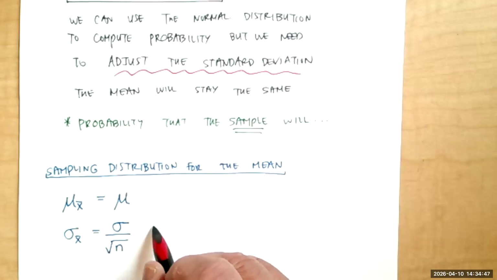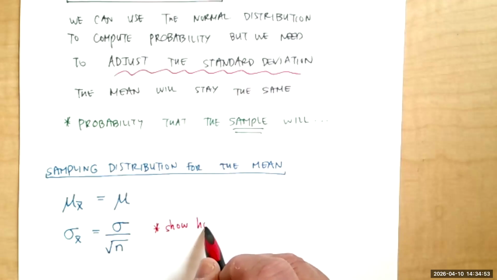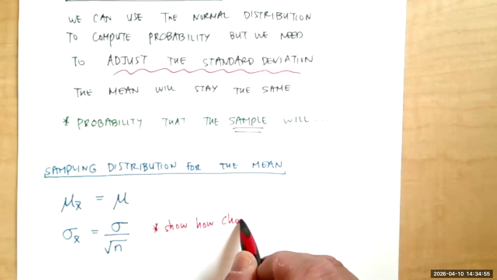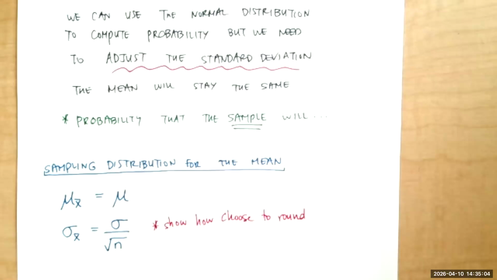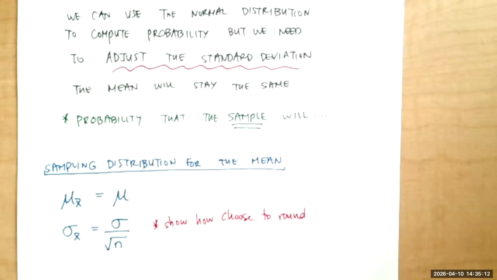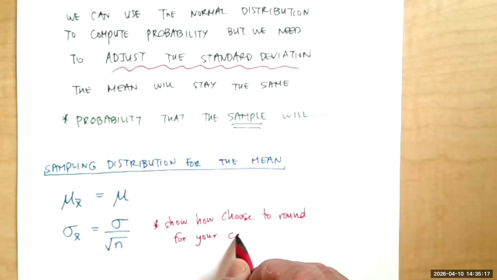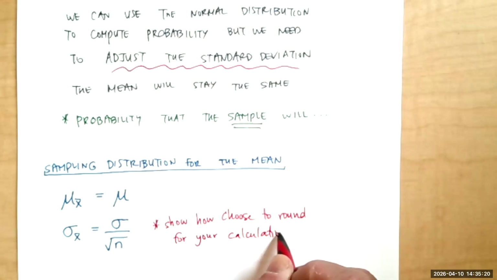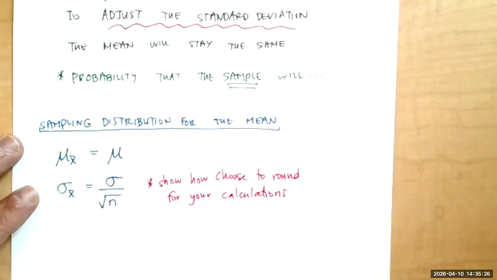In your work, what I want to enforce is that you show how you choose to round. You could keep the entire decimal value, so you would write that out for me, or maybe you round to 2 decimal places and you show that. So on your papers, and we'll do this in an example, show how you're choosing to round for your calculations. We'll see that in the documentation as we start to write out our process.